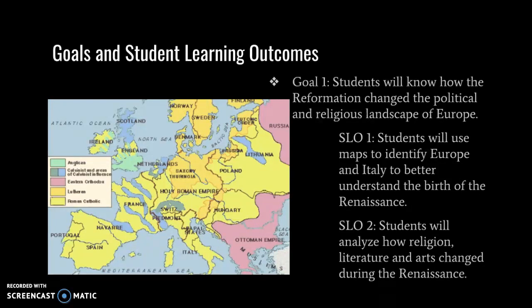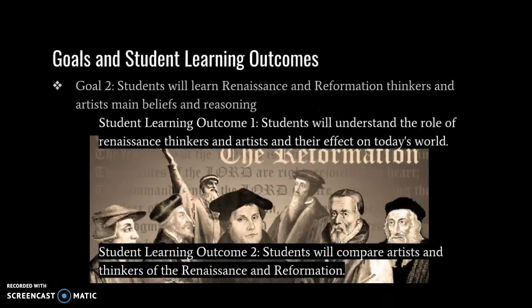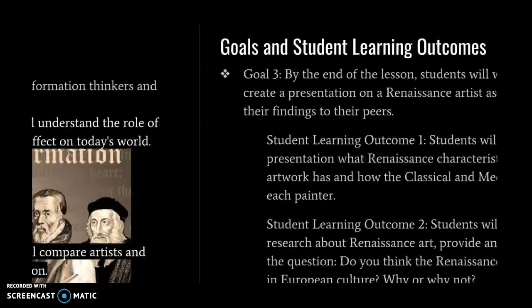Students are also going to be asked to compare and contrast religion and literature and even the artists that were there during the Renaissance. My next goal is that students are going to learn Renaissance and Reformation thinkers' and artists' main beliefs and reasonings. I have a main project that students are going to be doing. They're going to be using Google Slides throughout this to compare artists and compare different styles. They're going to know what kind of art pertains to be Renaissance art.